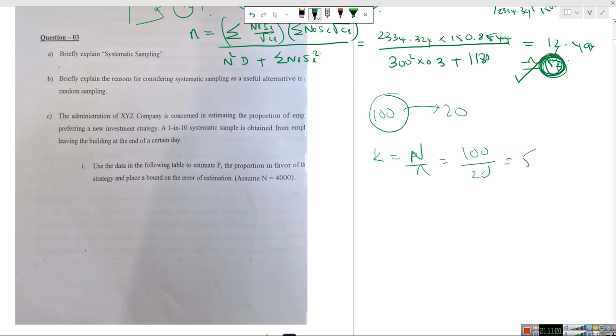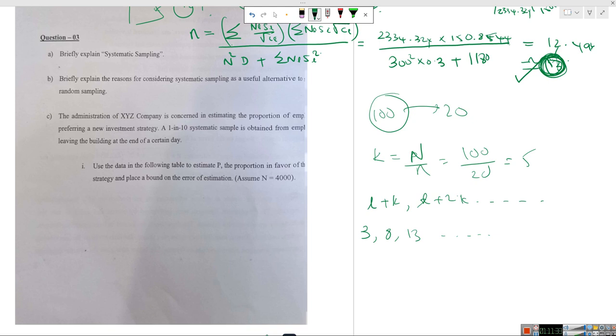So now how we are going to take these 20 samples is, if I start from i, then i plus k, then i plus 2k. Likewise I will take the samples, up to i plus tk. Now if i is equal to 3, then I will take 3, 8, 13 and so on. This is how we are going to take this.